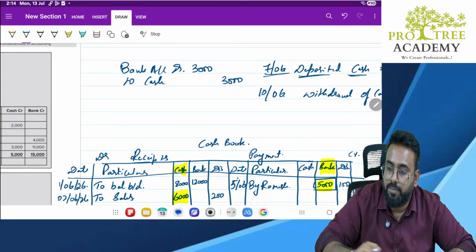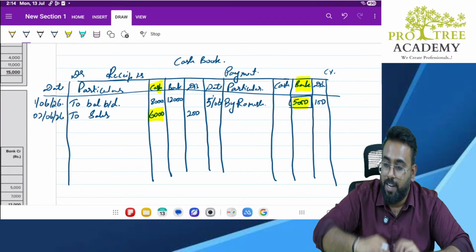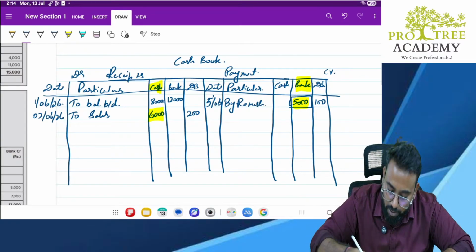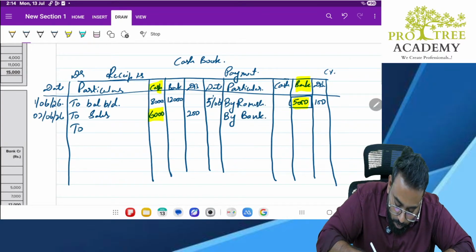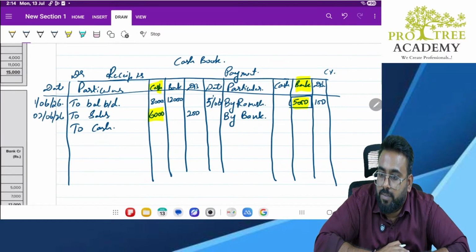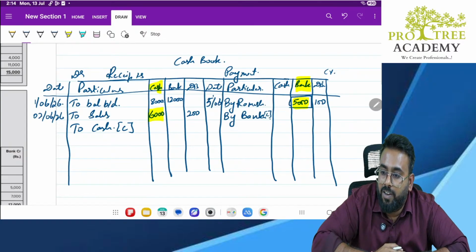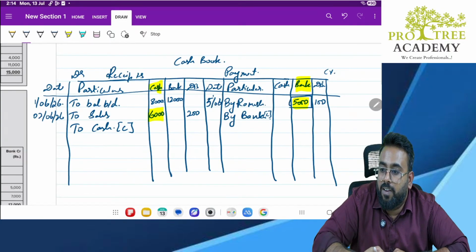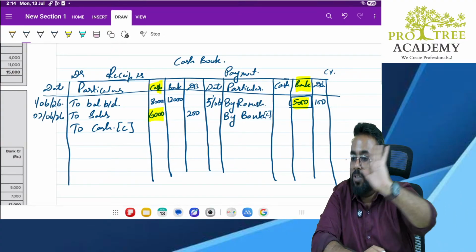Cash 3,000. Correct? Now we are preparing cash, bank, everything in one account only. Correct or no? So here both sides the entry will come. Here the entry will be by bank, here the entry will be to cash. Correct or no? Everybody is understanding? By bank and to cash. Am I right? This is called a contra entry. What is a contra entry? A contra entry is nothing but where the entries come on the debit side also, on the credit side also.